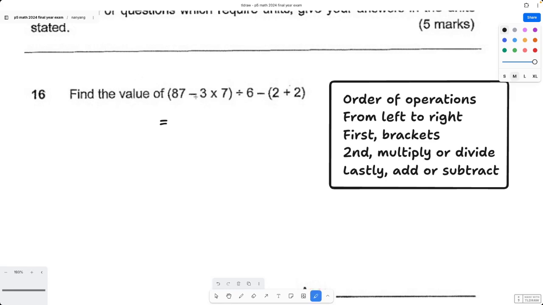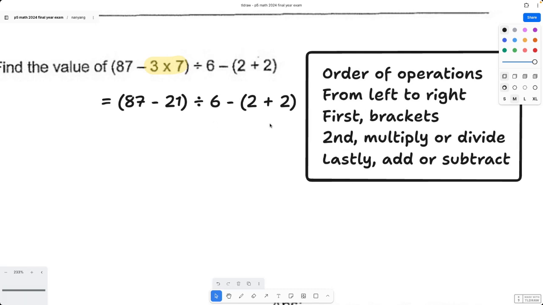So if you think that we should start with 3 times 7 inside the first brackets from the left, then you're right. So in this case over here, we'll put here 87, okay, minus 21, right? 3 times 7 is 21, and then we divide this by 6 minus bracket 2 plus 2. There we go. All right, what is the next one? So if you say the next one is 87 minus 21 from the left bracket, then you're right. So that means 87 minus 21, this is 66.